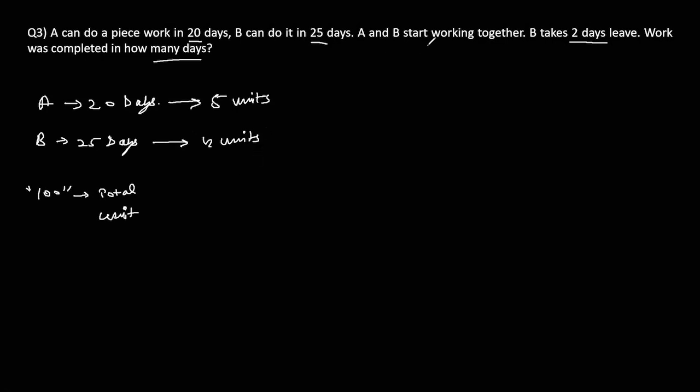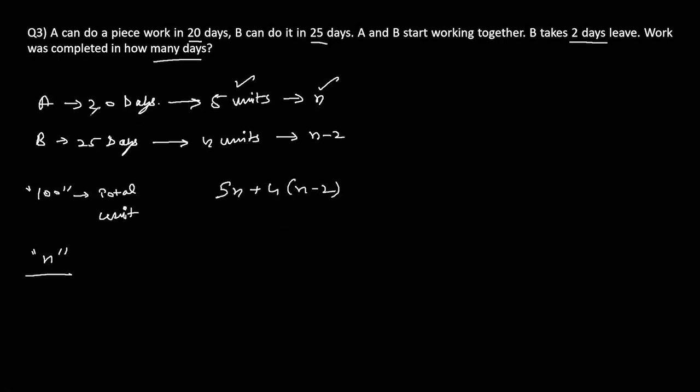Now, A and B start working together and B takes the leave for 2 days. Okay. So suppose the work was getting over in n number of days. So A would have worked for n days and B would have done work for n minus 2 days. Now 5 units per day and work for n days. So what is the total amount of work done? 5n. What is the total amount of work done by B? 4 into n minus 2.